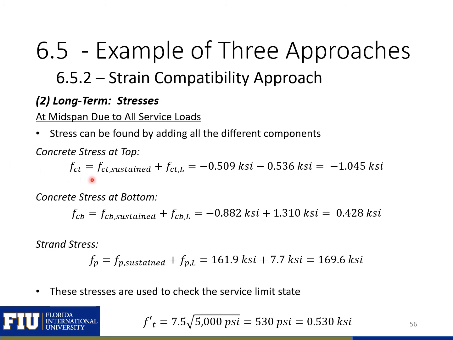Our final step here is to add our stresses from our sustained loads to the stresses from our live loads. And we'll do that at the top fiber, at the bottom fiber, and at the level of our strands. And this will give us the stresses shown here. So we have a top fiber stress of 1.045 KSI, a bottom fiber stress of 0.428 KSI tension, which we can compare to the tension limit here. So we're below the tension limit at midspan. And then we can see our total strand stress at this point of 169.6 KSI.